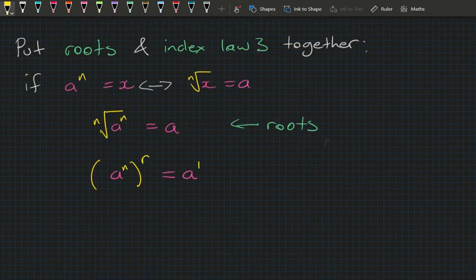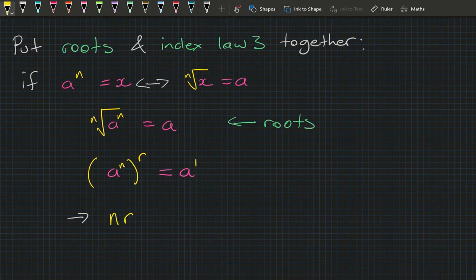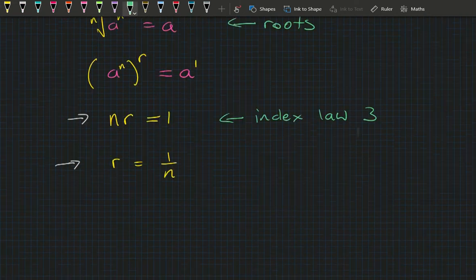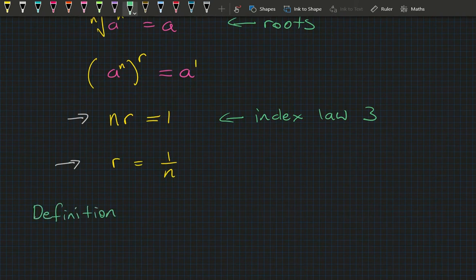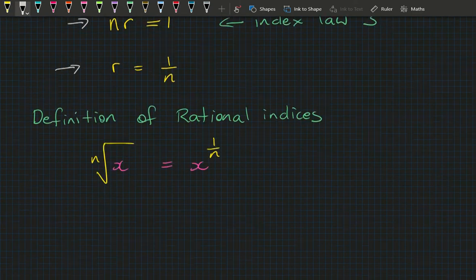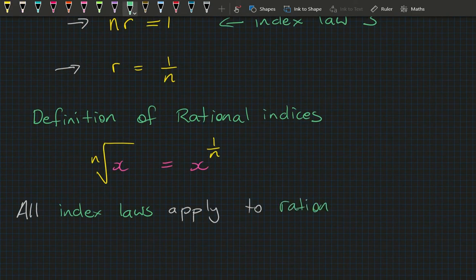So that means that n times r must equal 1, just using the third index law. So it doesn't take much to see that if we divide both sides by n, r must equal 1 over n. And these two concepts together, the roots and the index law, give us our definition of the rational indices. And that is that the nth root of x is just equal to x raised to the power of 1 divided by n. And of course, mathematics being the consistent thing it is, all index laws apply to rational indices.